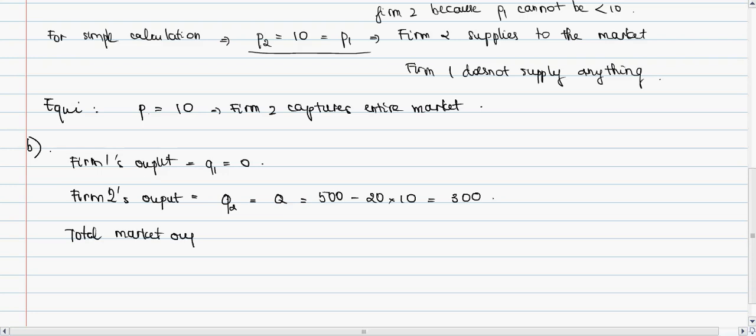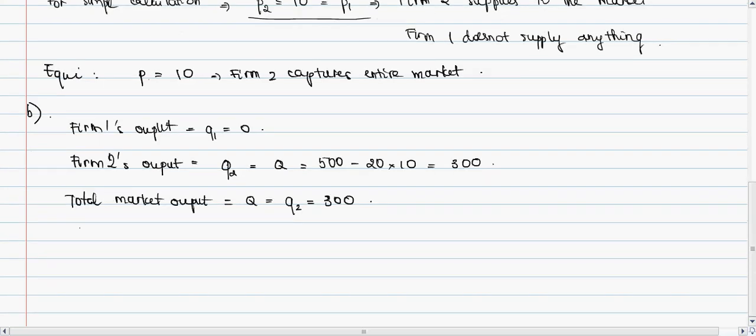Okay, and the total market output. Right, so total market output is going to be just the big Q, and it's just equal to Q2 because Q1 equal to 0, and that's going to be equal to 300. Okay, now what is firm profit?